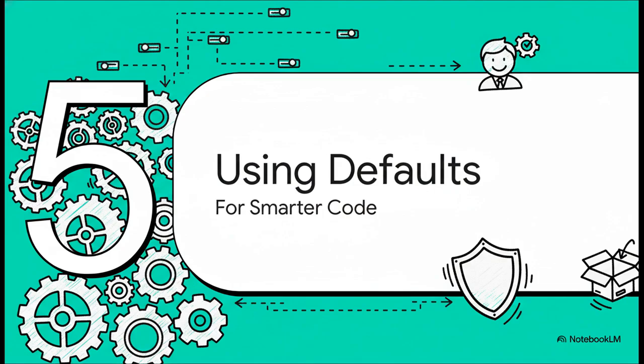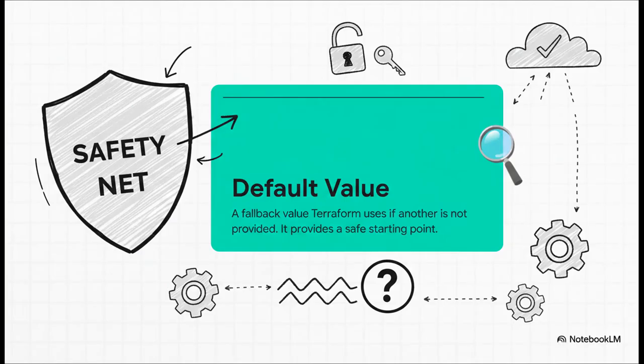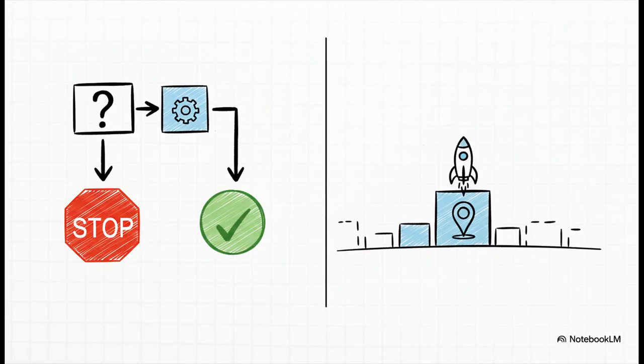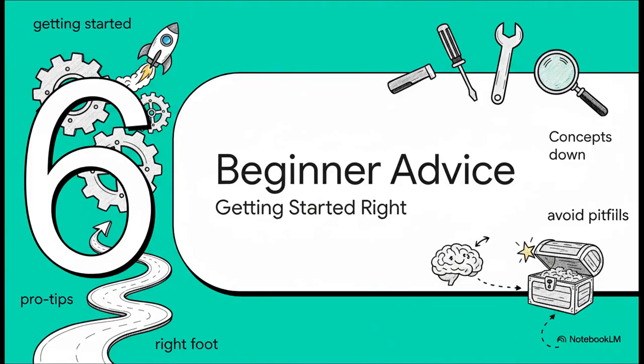Now, let's talk about a really useful feature that makes your configurations way more robust and friendly to use. Let's talk about setting default values. The best way to think about a default value is as your safety net. It's the value Terraform will automatically use if you don't happen to give it a different one. This means you don't have to provide a value for every single variable every single time you run your code. And this gives you two huge benefits. First, it makes the variable optional, which really simplifies things for anyone who's using your configuration. And second, it gives you a safe, sensible starting point. For example, you could set the default AWS region to us-east-1, so you don't have to specify it over and over again.